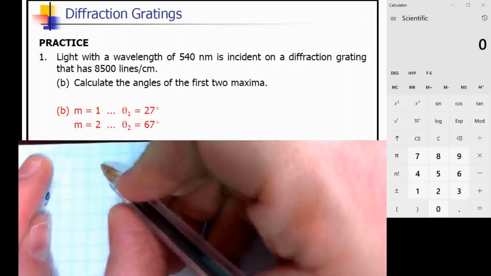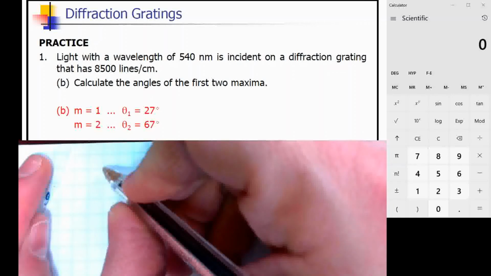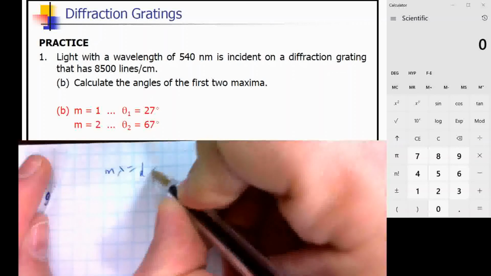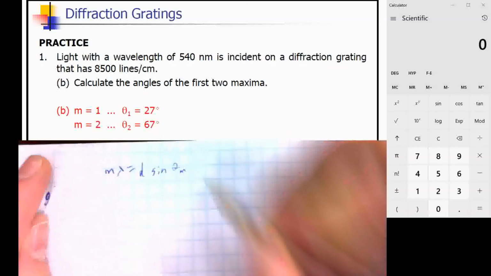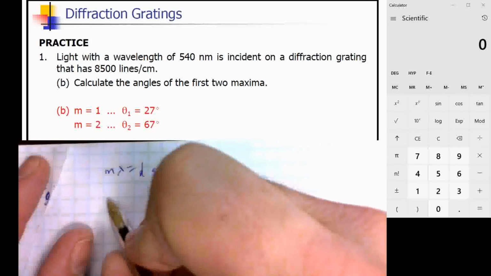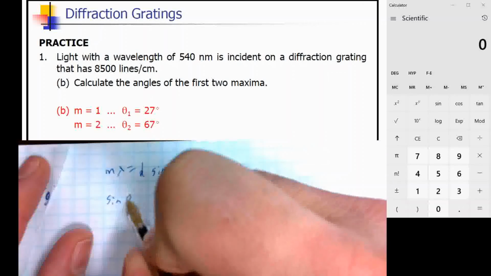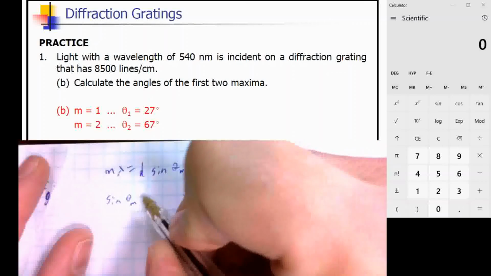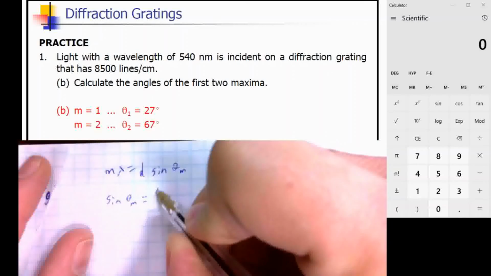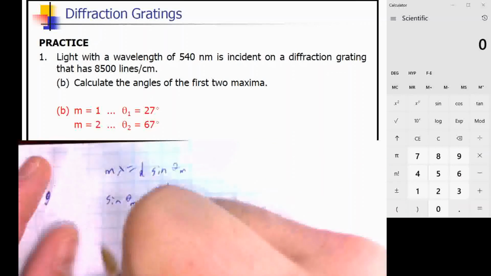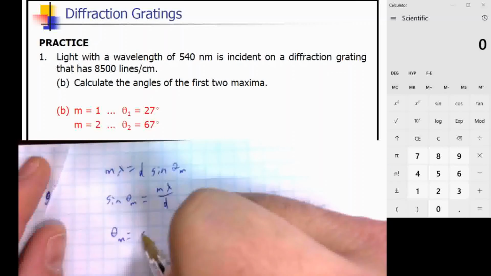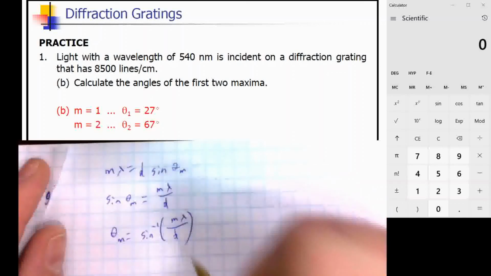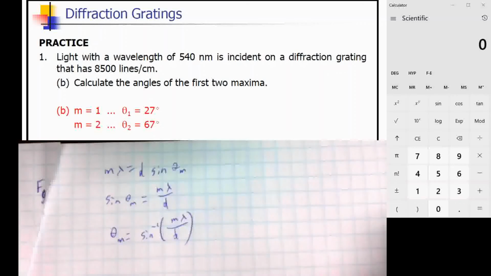My equation is m lambda equals d sine of theta m. I'm going to rewrite this in terms of theta m. So this becomes m lambda over d. So theta m is the inverse sine of m lambda over d. So that's my full equation.